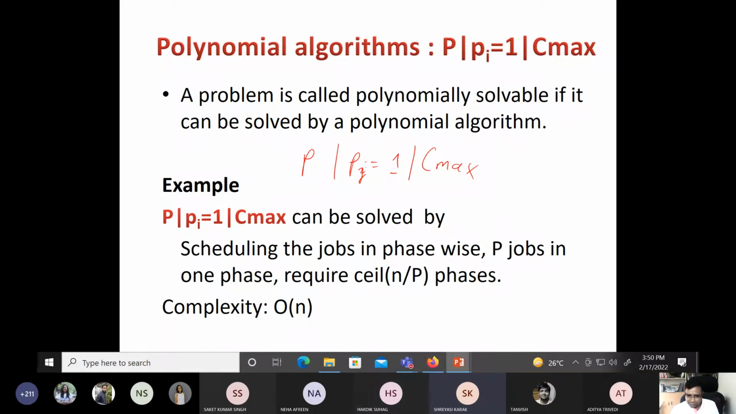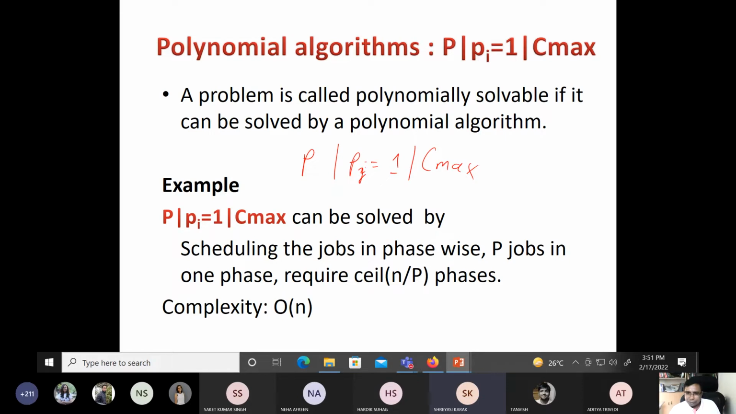Yes, sir, we can divide all the tasks evenly between all the processors. Because all the tasks have equal execution time, 1 unit, and there are m processors, all homogeneous or identical processors, then you can schedule the jobs page-wise.